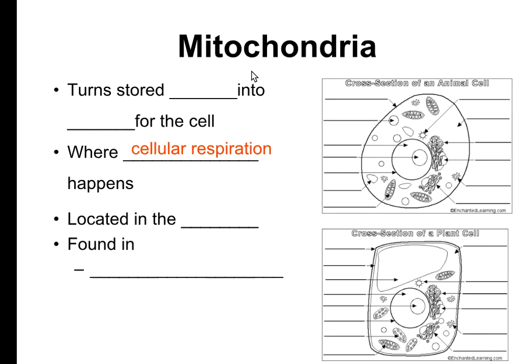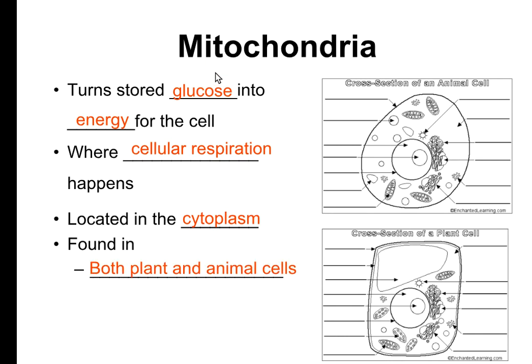The mitochondria. Well, the mitochondria is right here. And this organelle kind of looks like it has an M in it. And we're going to think of mighty, like mighty, I'm strong. Okay, and it turns stored glucose into energy for the cell, and it's where cellular respiration happens. Cellular respiration takes in the glucose and the oxygen that is produced and turns it into ATP, or energy, for the cell to run. It is located in the cytoplasm, and it's found in both plant and animal cells.